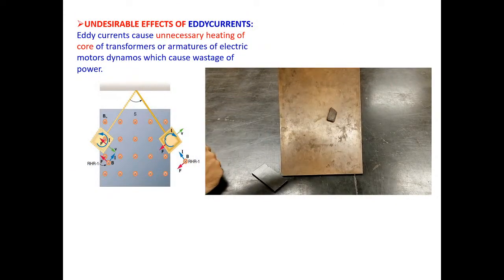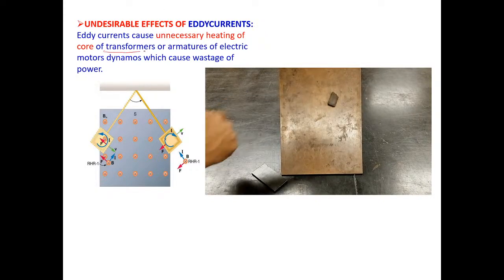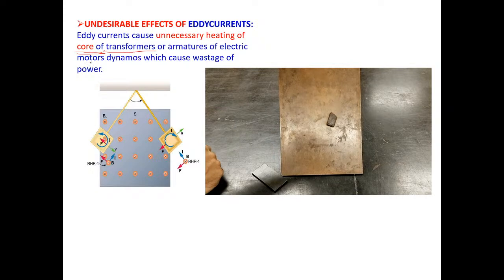These are the demonstrations related to eddy current. It is actually undesirable in some cases, and in some cases it is desirable. In the case of transformers, which we have studied, the core of the transformer is made of metal, and in that metal eddy current will be formed. Eddy current will be looping, and the core will be getting heated. In such cases it is undesirable, whereas in certain other cases it is desirable. Wherever there is heating, it produces wastage of power.